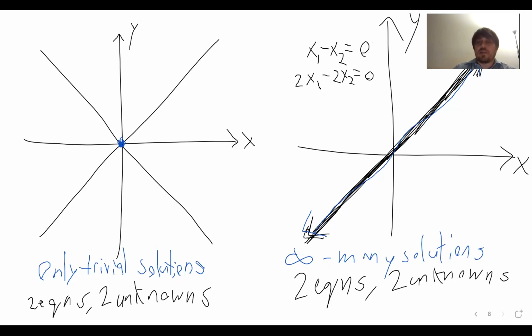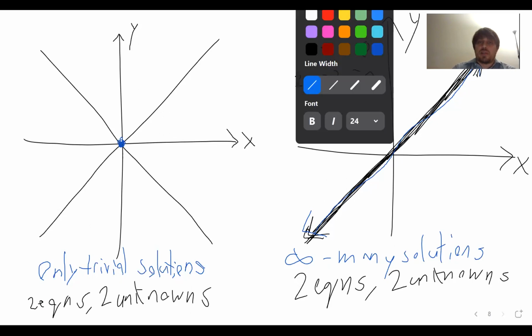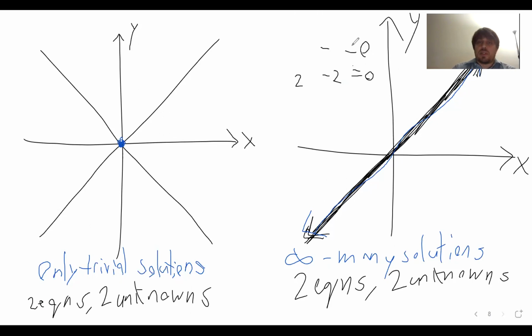X1 equals x2, right? Oh, we're using x and y, so I'm going to have to use x and y here. Okay, so you have x minus y equals 0, 2x minus 2y equals 0. So now you have two equations, two unknowns, and x minus y equals 0 is represented by y equals x. 2x minus 2y equals 0 is also represented by y equals x, or 2x equals 2y, right? Because they're both the same line, and the intersection is infinitely many points, and so there are infinitely many solutions.